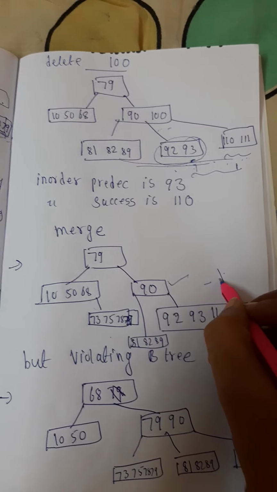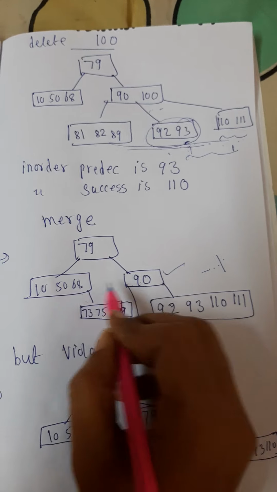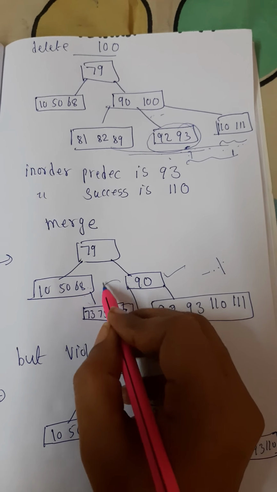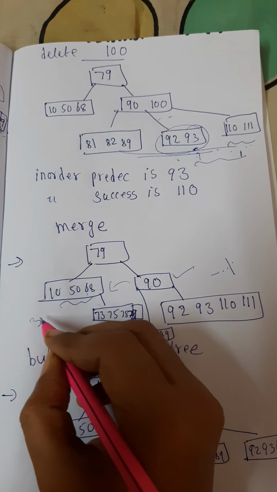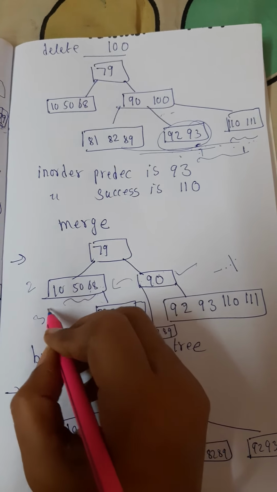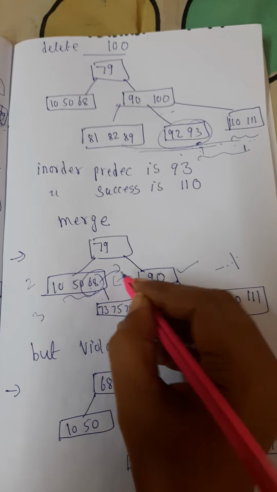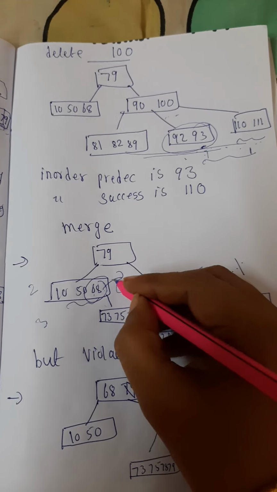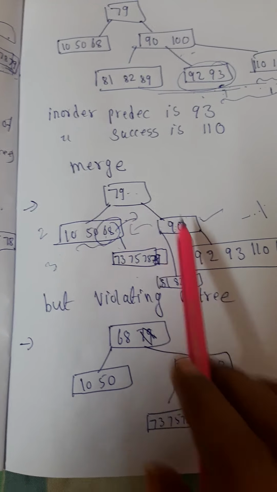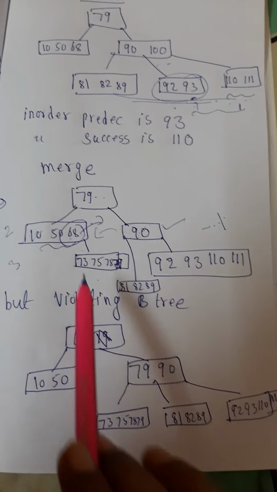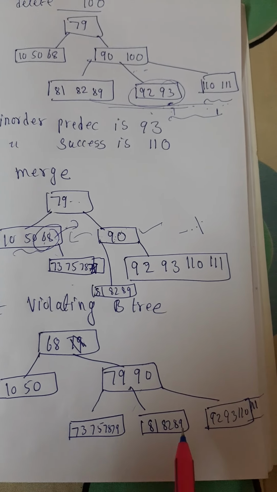Since it is violating the property, it will ask the left sibling, can you give me one value? How many do you have here? 3. But minimum how many should we have? 2. Since it has more than that, 68 can be given. Can 68 be given directly? No. Now 68 should go to the parent and 79 will come down. 68 is going up and 79 will come here, and the remaining stays as it is. So this is what you have.